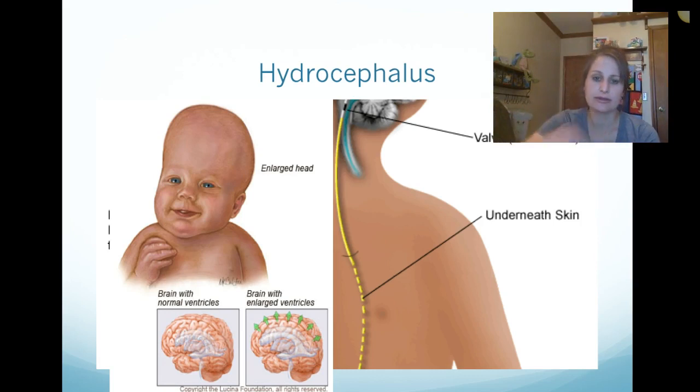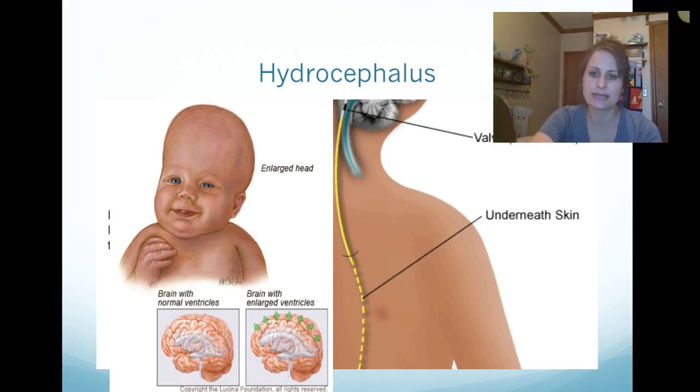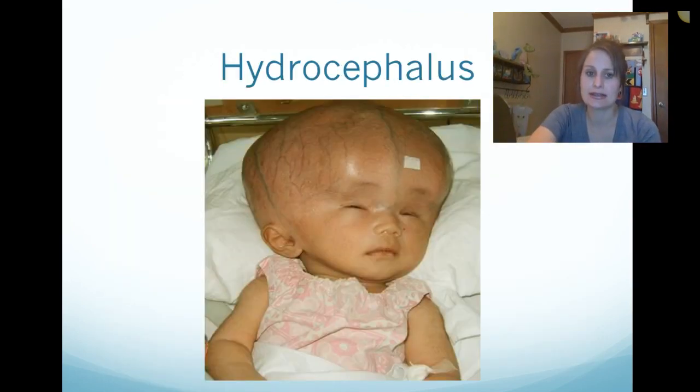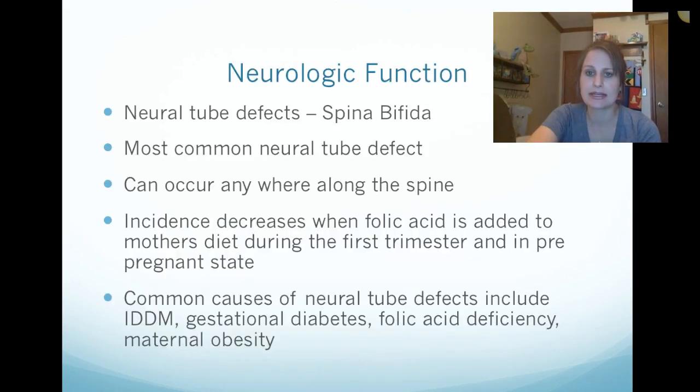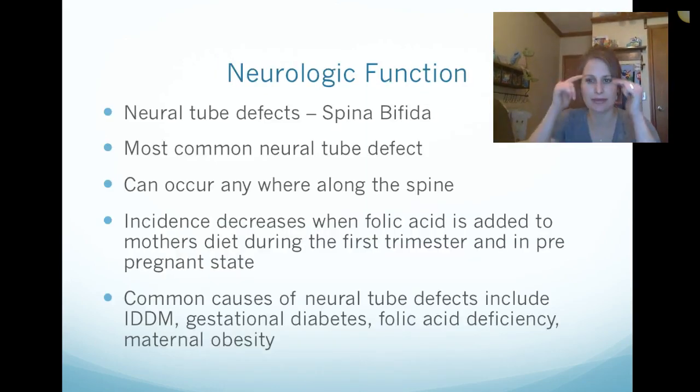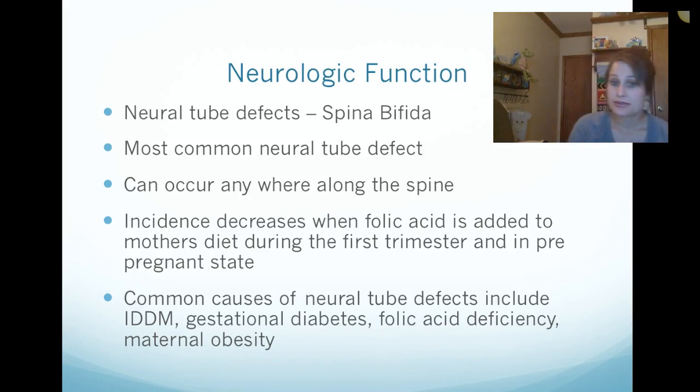They have that coiled tubing in the stomach so it can grow with the baby. But this is what hydrocephalus will look like. Remember those sun-setting eyes? Neural tube defects, spina bifida, is the most common neural tube defect. It can occur anywhere along that spine.